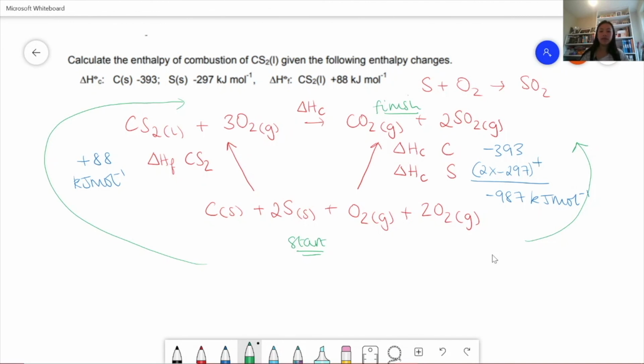So then we have minus 987 equals 88 plus the delta H of combustion. So then we rearrange to find the delta H of combustion, and that equals minus 1075 kilojoules per mole.